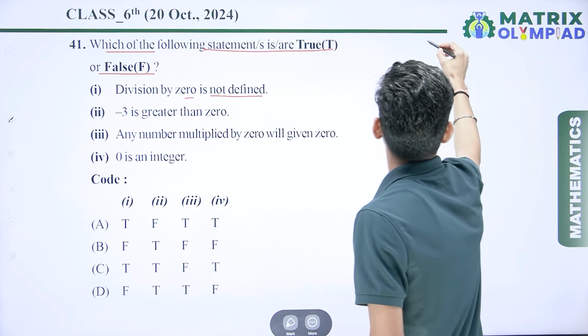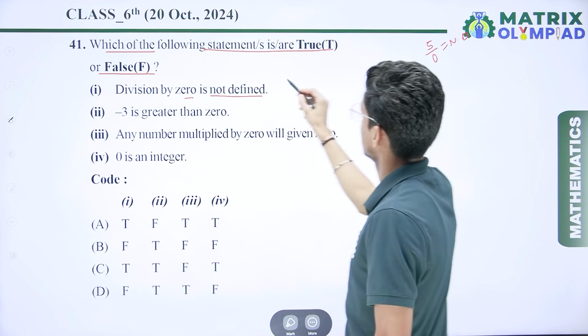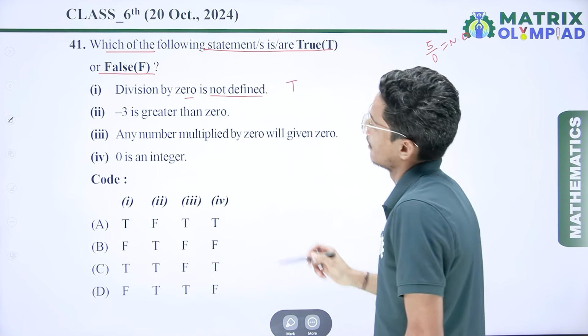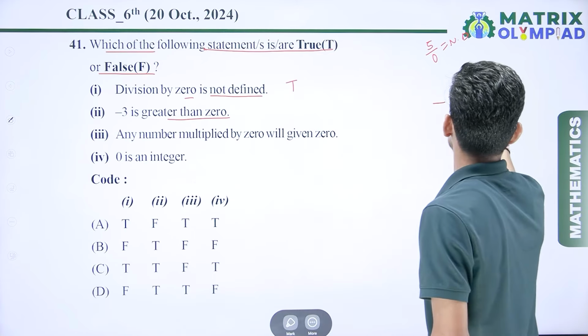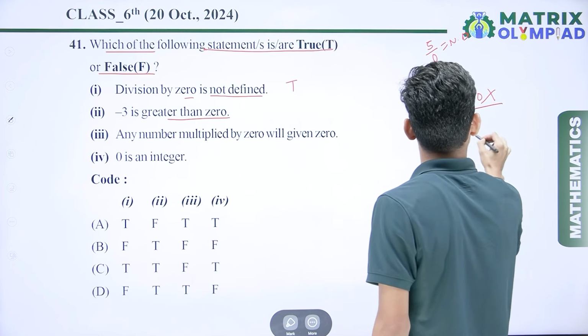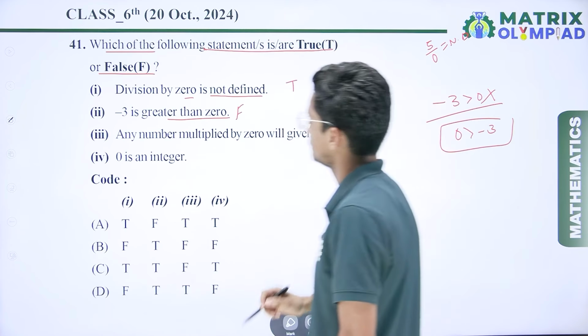Let me assume a number, 5. If I divide it by 0, I can say that it is not defined, so this one is true. Minus 3 is greater than 0? Not true. I can say that 0 is greater than minus 3, so this one is false.